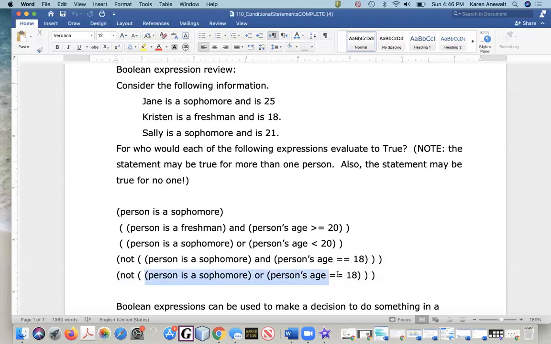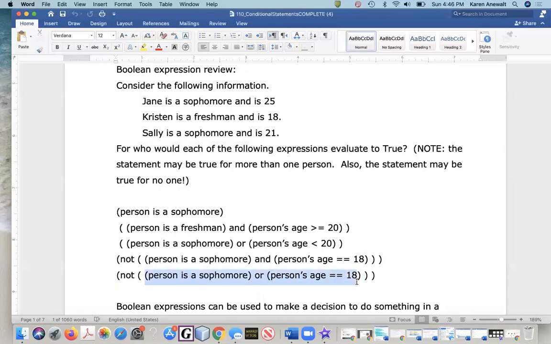If we evaluate this same expression with Kristen, Kristen's not a sophomore, so this first part's false. Second part of the inner sub-expression is true. She is 18. So the whole inner sub-expression is going to be true. And then when we take the inverse of that, the answer will be false.